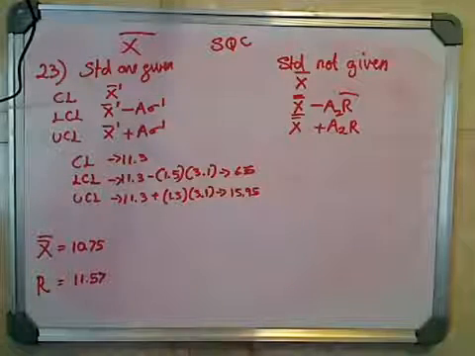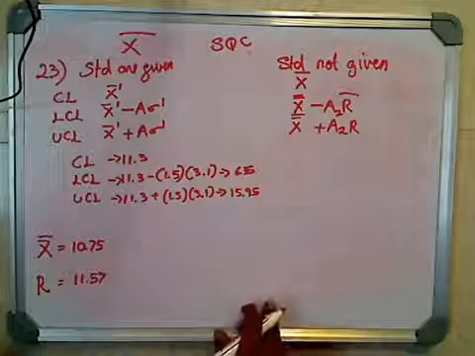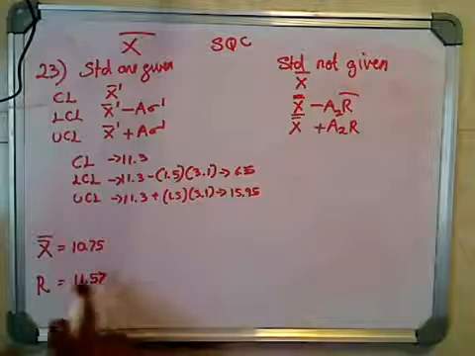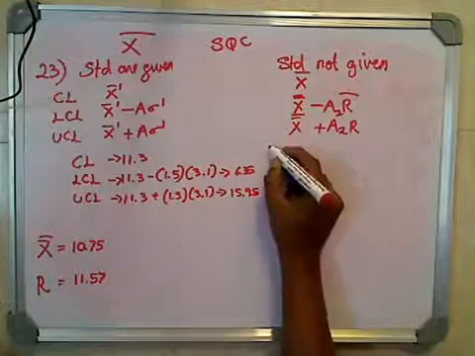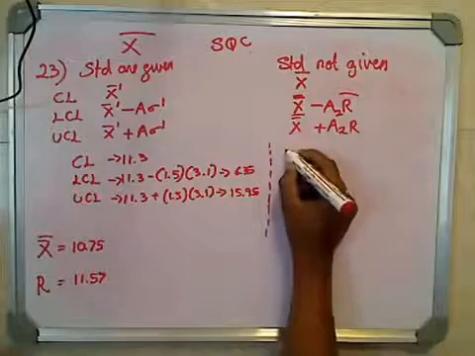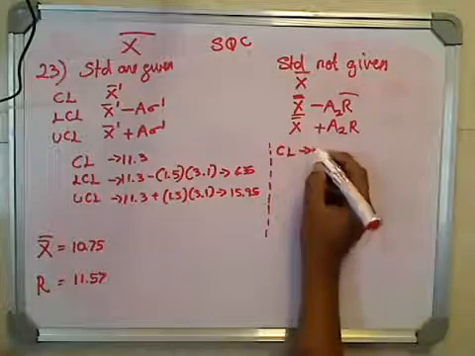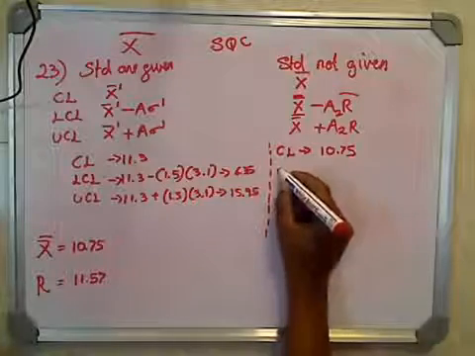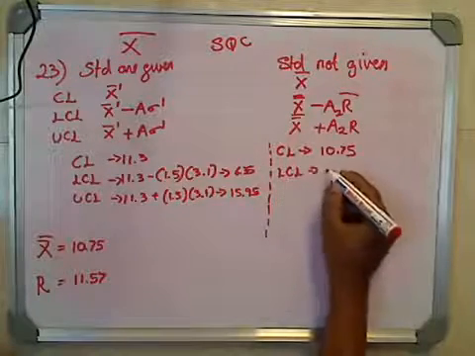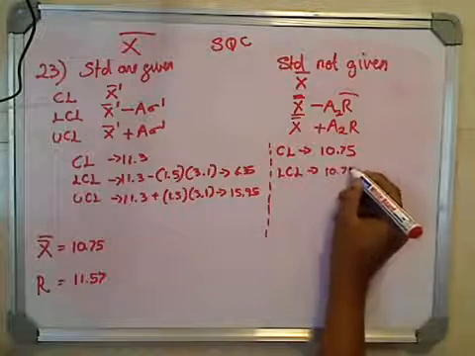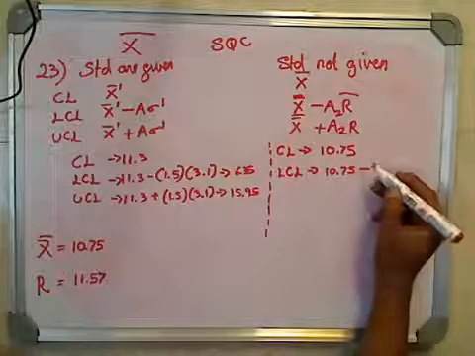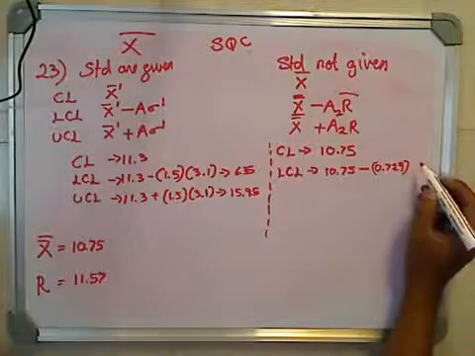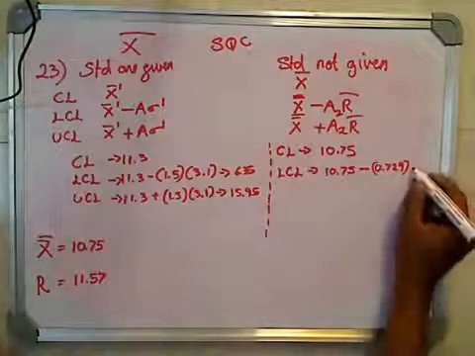Now, the same thing is what you need to do for the case where the standards are not given. When the standards are not given, you already have one value here. Let me put a small divider here. CL is X-bar, that's nothing but the value that you got earlier, 10.75. The next thing, the lower control limit, is 10.75 minus A2. Remember the value of A2, it's 0.729, multiplied by R, and the value of R here is 11.57.